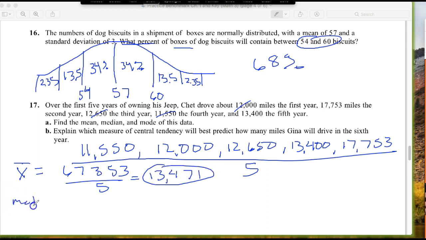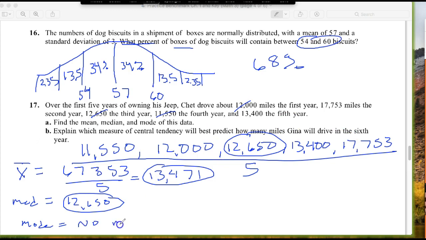Median, you'll find the median, which is the middle number, and that's just going to be 12,650 because I've written these from least to greatest. And the mode, or the most often number, there isn't one that repeats, so there's no mode.